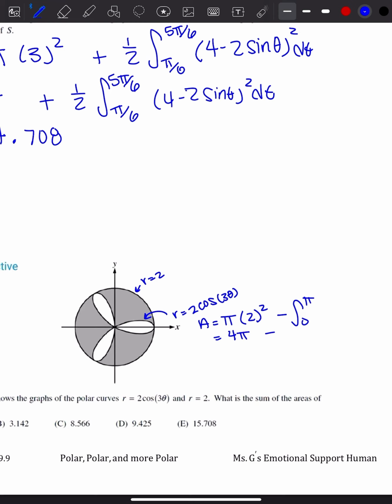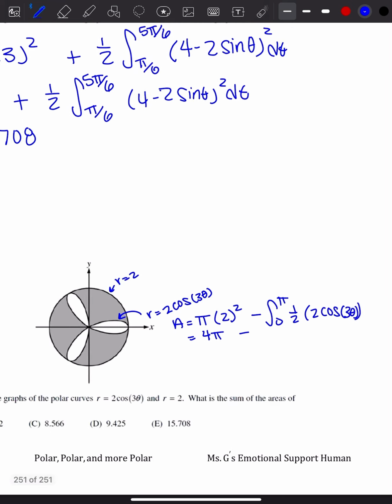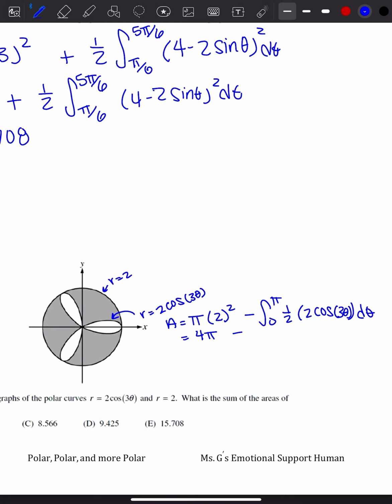So we have 0 to pi. I need the 1/2 because I didn't write it already. And our function 2 cosine of 3 theta d theta. And then just like before, it is a calculator active question, so we're going to go ahead and plug this into a calculator to get an answer. And the answer that we get happens to be this 9.425.